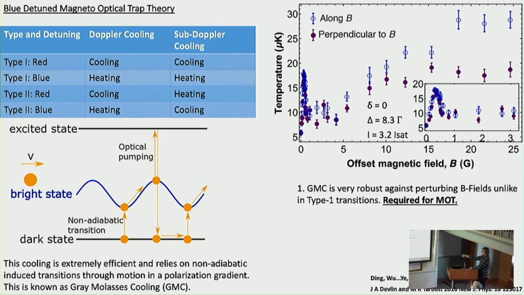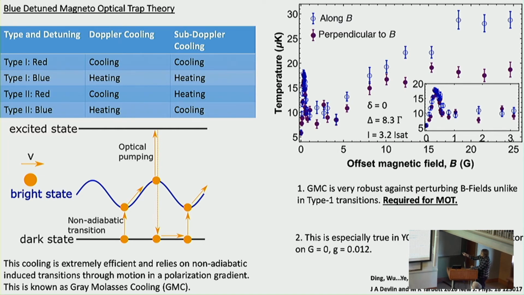And you may be saying, well, Justin, in atoms, if you turn on an offset field, even of a Gauss, you're going to completely ruin your subdoppler cooling, right? Well, that's true, but it's known, theoretically and experimentally shown, that GMC is very robust against perturbing B fields. This is required for the MOT, and it is especially true in YO. This comes back to that unique level structure, that small g factor I pointed out earlier on G0.